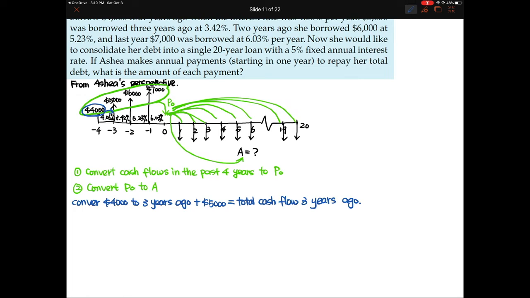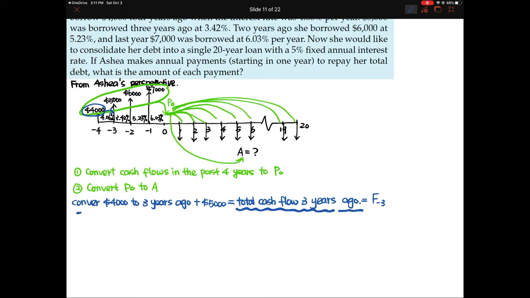We can write it as some value at different time, but it's minus 3. So future value minus 3 means it's earlier than the present time. Okay, that's just a label thing. But the meaning is the total cash flow 3 years ago.